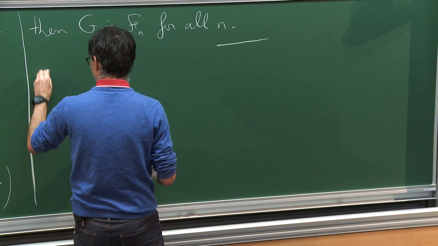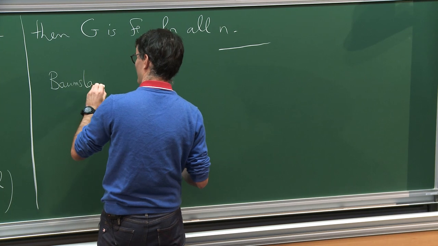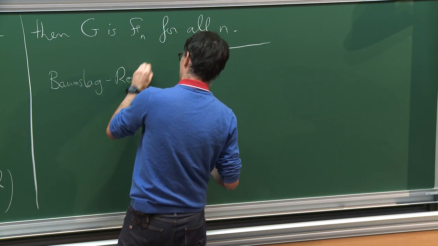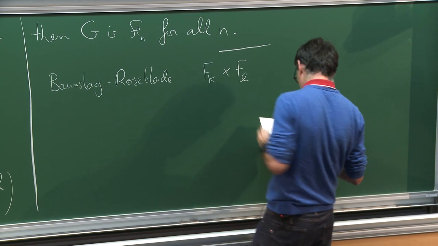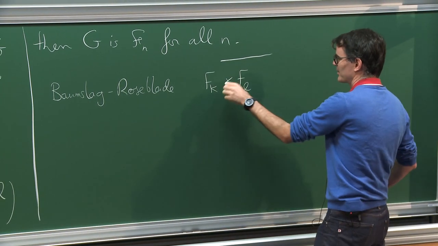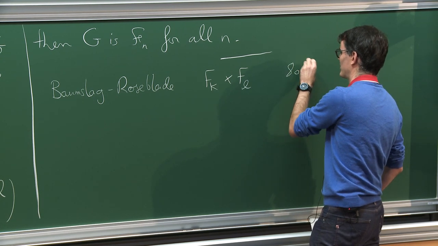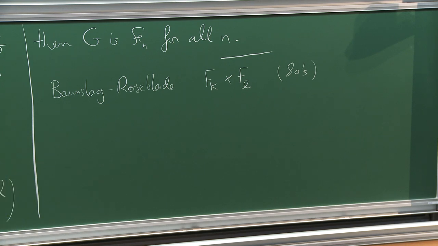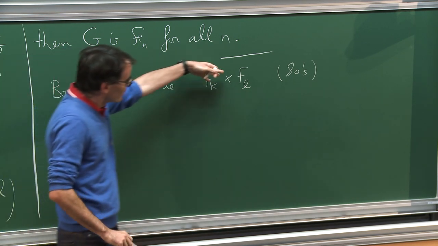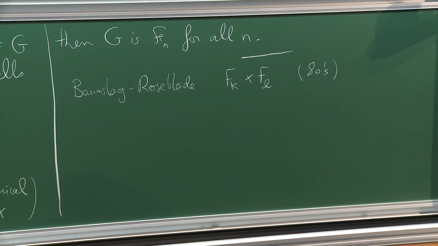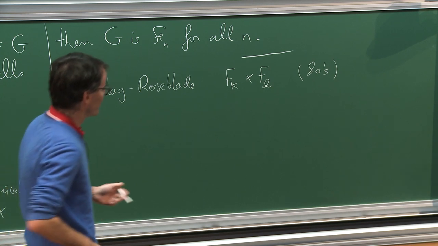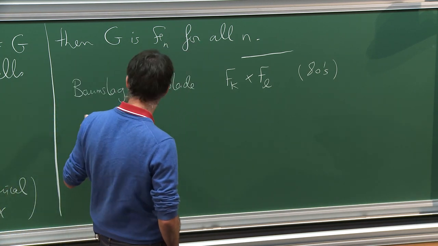So a short list, not exhaustive. For instance, there is a classical work of Baumslag and Roseblade, which studies subgroups of a direct product of two free groups. And they prove that a finitely presented subgroup in a direct product of two free groups like this is either virtually a free group or virtually a direct product of two free groups. So now if you have any subgroup here for which you can easily check that it's not virtually free or not virtually a direct product of two free groups, then you know it's not finitely presented. Okay, so in this way, you can build many examples of non-finitely presented subgroups in this direct product.